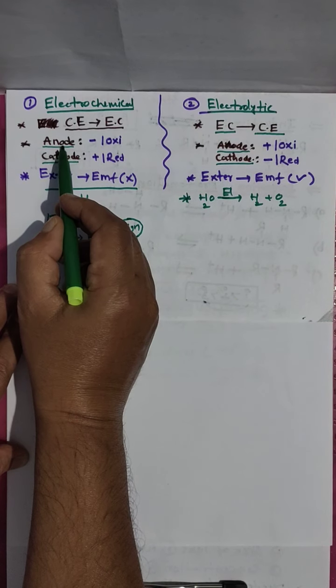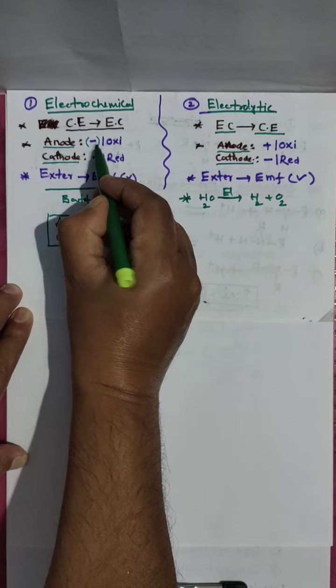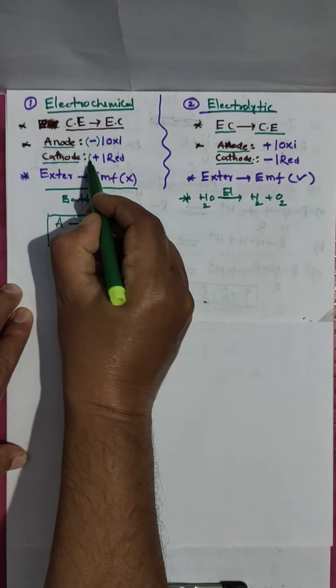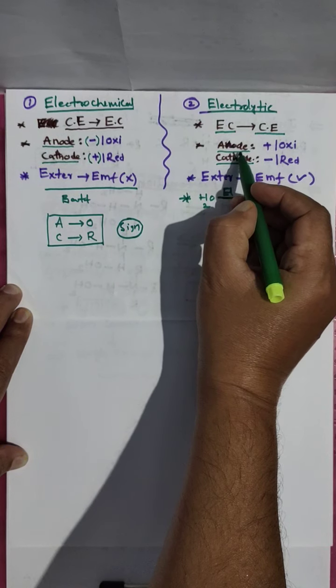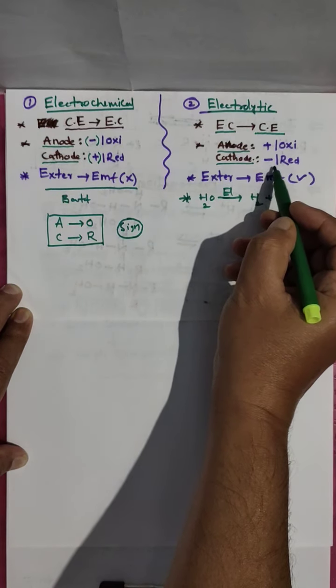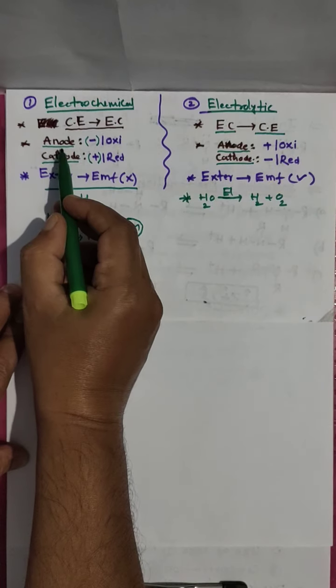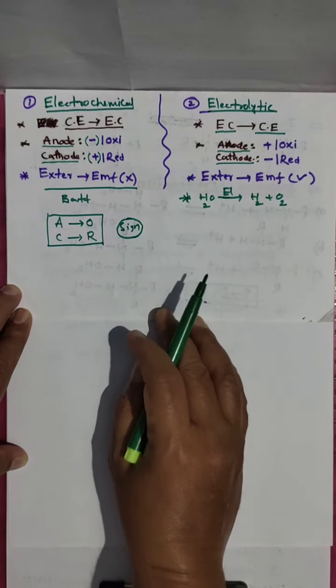In electrochemical cell, anode we show with negative and cathode we show with positive. And in electrolytic cell, anode is plus only, cathode is minus only, generally. Why here anode is negative and cathode positive, later I will explain.